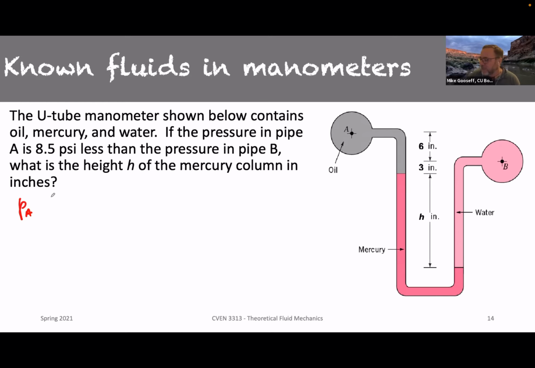To get from A to this interface right here, I'm going to call that 1, and I'm going to call this 2, and then we get to B essentially. So PA, to go down, I'm going to increase my pressure. I add 6 inches plus 3 inches to get to point number 1. So 9 inches times, in this case, gamma oil. We are not given that gamma, so we won't be able to solve this completely, but we can set it up.